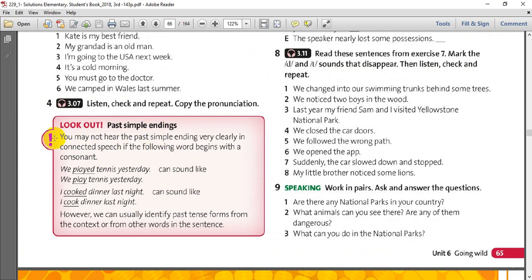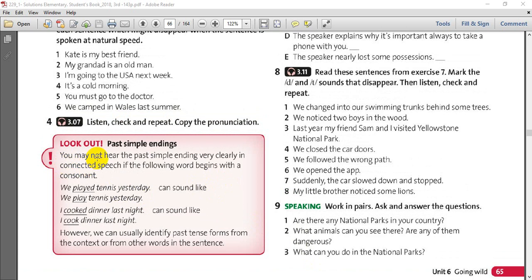Here we have Look out, past simple endings. You may not hear the past simple ending very clearly in connected speech, if the following word begins with a consonant.